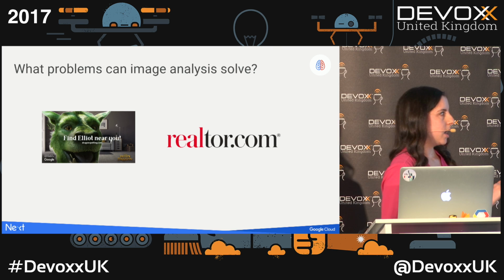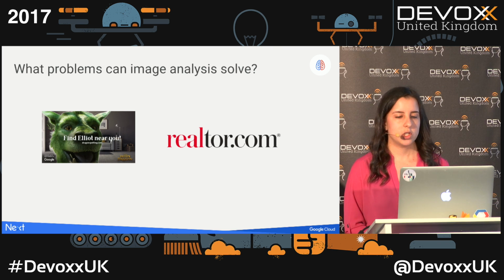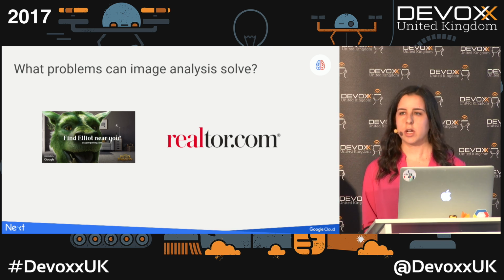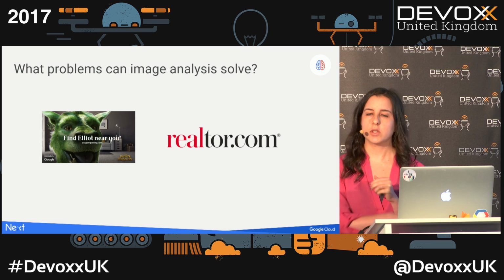And then on the right-hand side, Realtor.com used the Vision API's OCR, optical character recognition, to identify text in for sale signs.